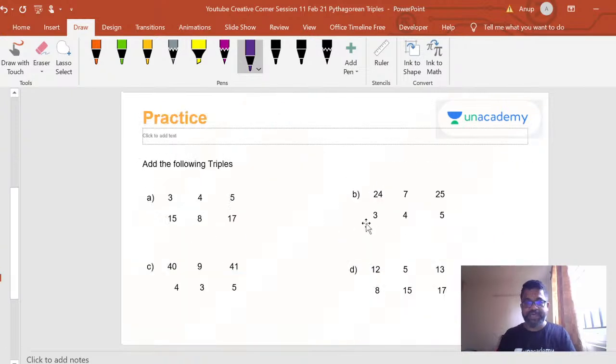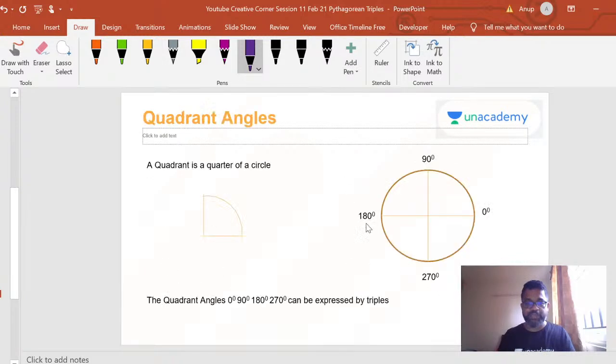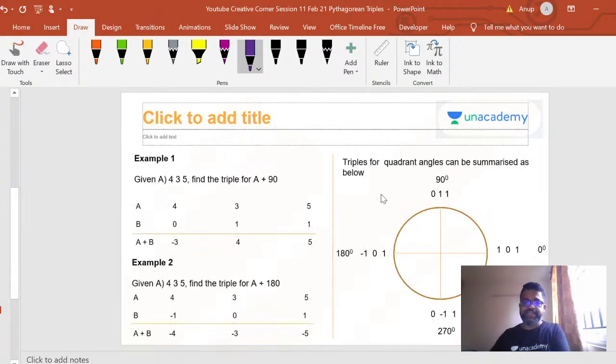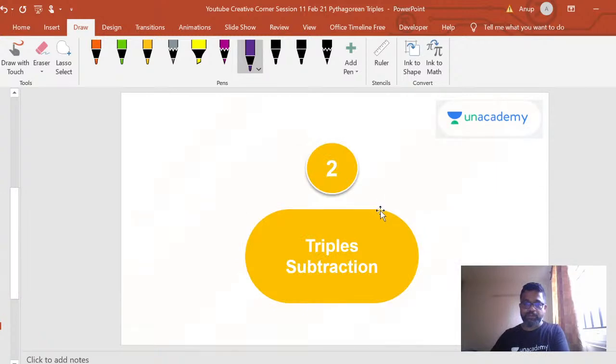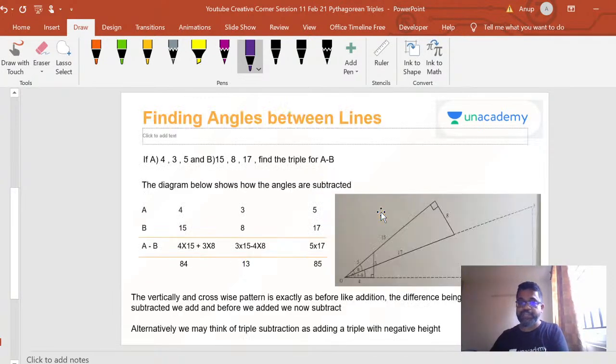Now you can guess that you can also, okay, so there's something more I have to cover. And there are very easy problems that you can solve. Let me come back to this, the quadrant angles, and let me do a triple subtraction. First we did a triple addition. Now we're doing a triple subtraction.